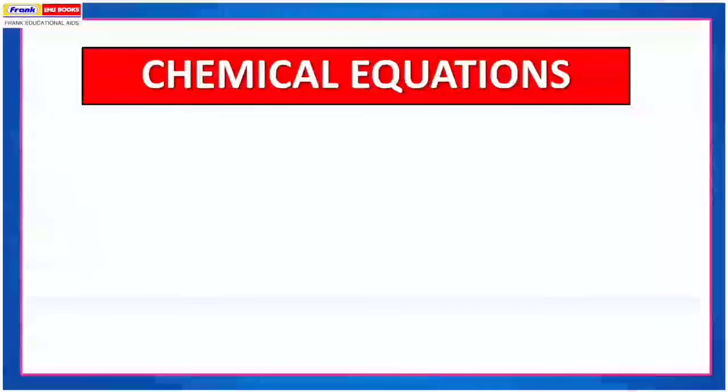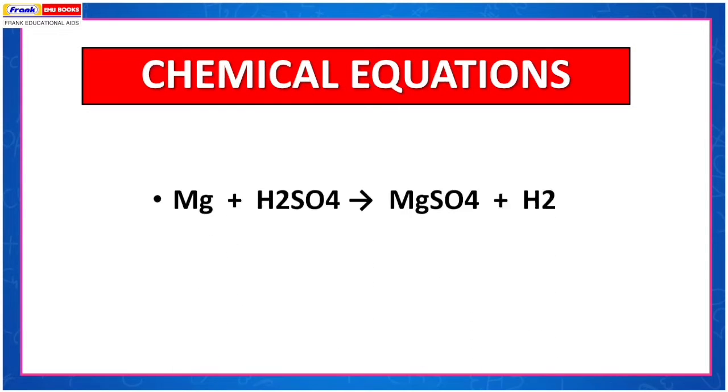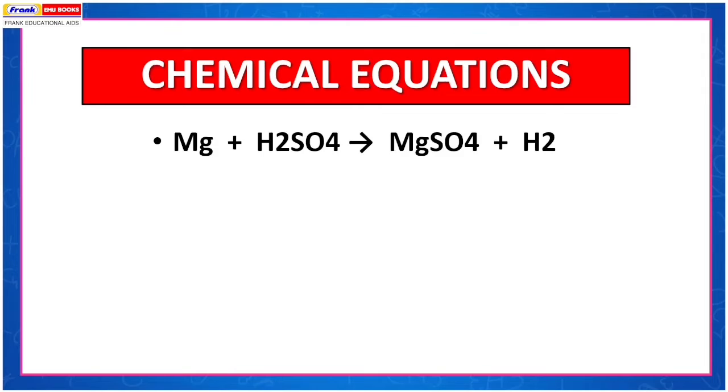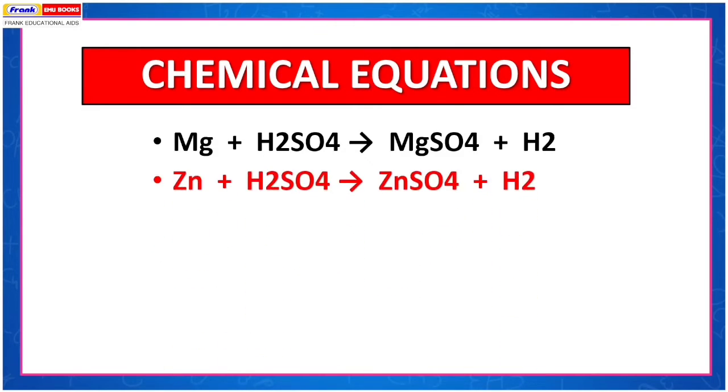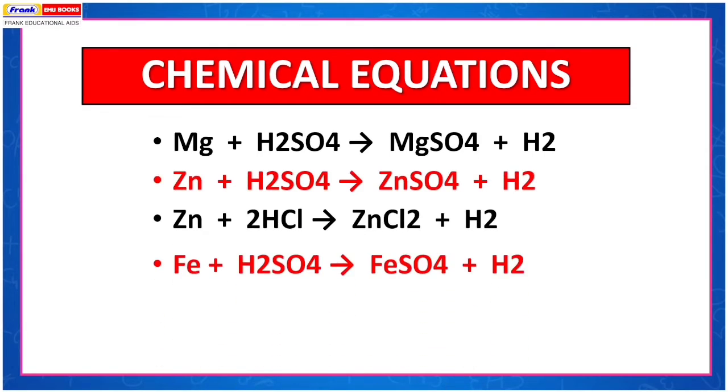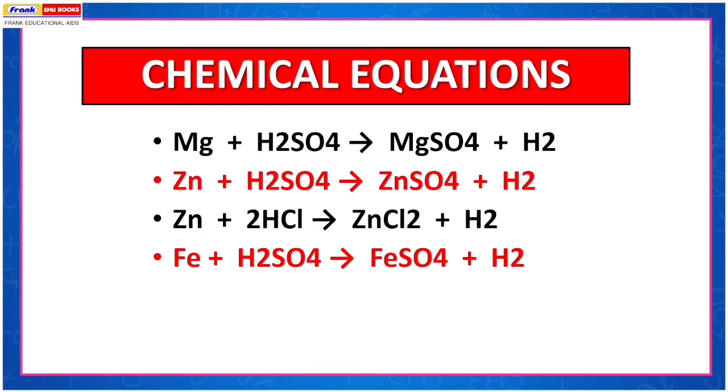The chemical equations involved are Mg plus H2SO4 gives MgSO4 plus H2. Zn plus H2SO4 gives ZnSO4 plus H2. Zn plus 2HCl gives ZnCl2 plus H2. Fe plus H2SO4 gives FeSO4 plus H2. Fe plus 2HCl gives FeCl2 plus H2.